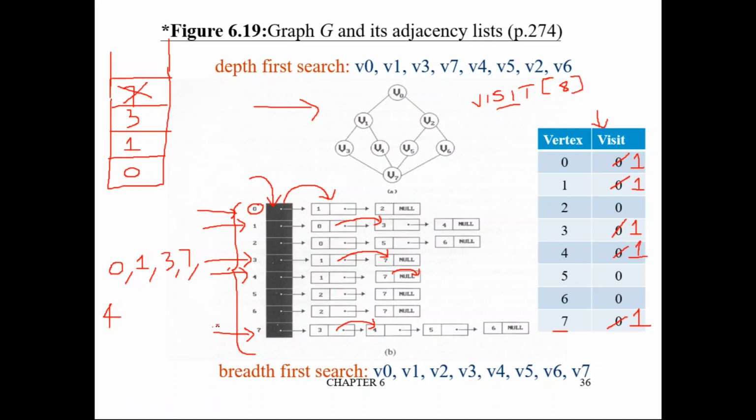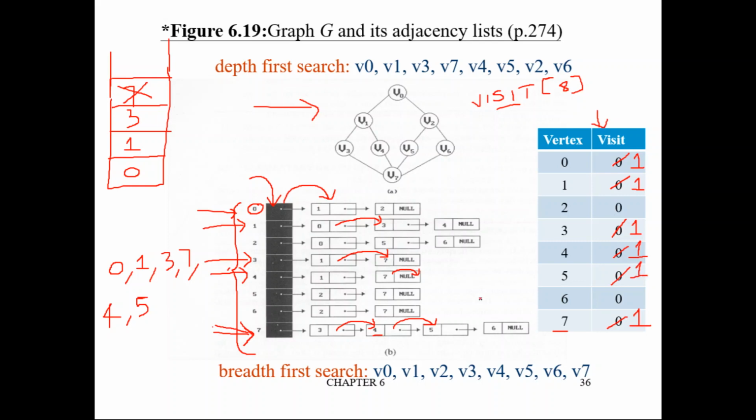Okay, now once again we are in 7. Now you see, 7 again continues. 3 is from 7. Is 3 visited or not? Yes, visited. Is 4 visited or not? Yes, visited. If it is visited, just go next. Is 5 visited or not? No, not visited. So visit 5 and make the visit entry corresponding to 5 as 1.